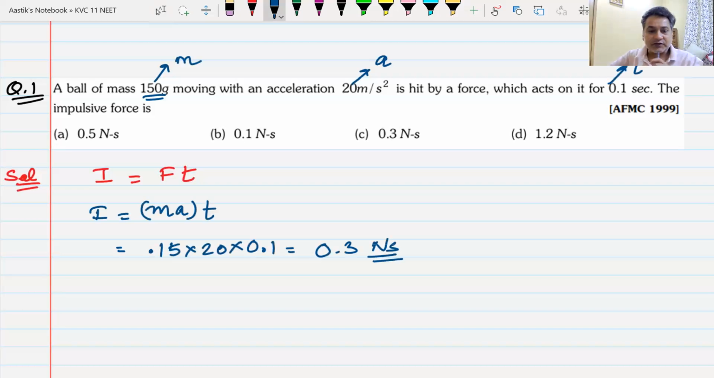How many of you got this one? Only girls? Okay, boys are also there. Boys are not behind.